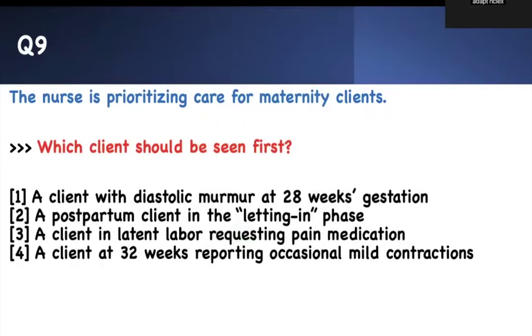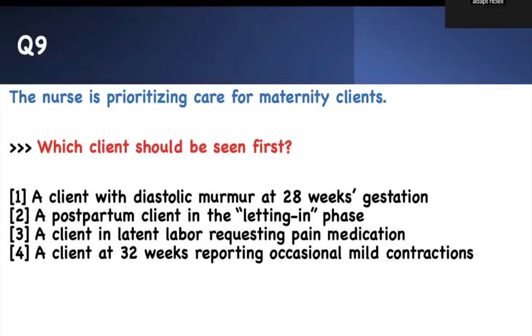And this is prioritizing care for maternity clients. Patient prioritization, priority regarding maternity patient. A client with diastolic murmur at 28 weeks of gestation. A postpartum client in the letting-go phase. A client in latent labor requesting pain medication. A client at 32 weeks reporting occasional contractions. Who do you want to see first? Who do you think we should see?